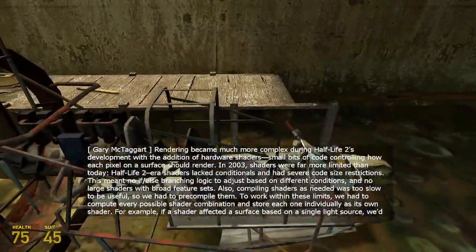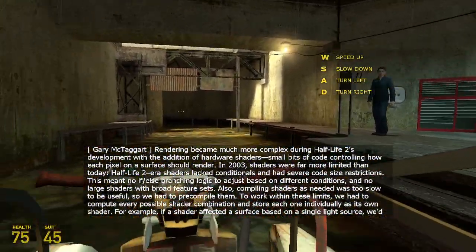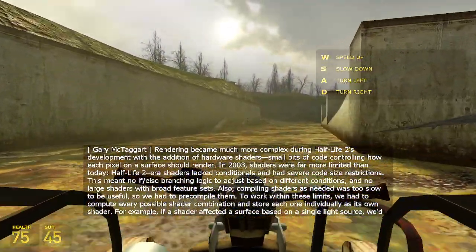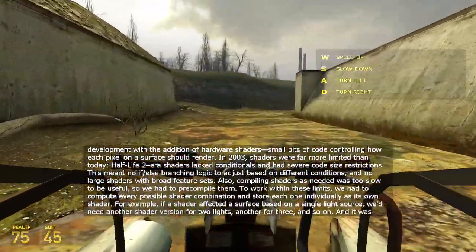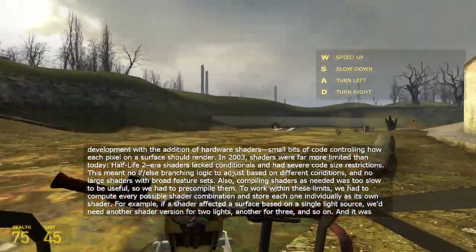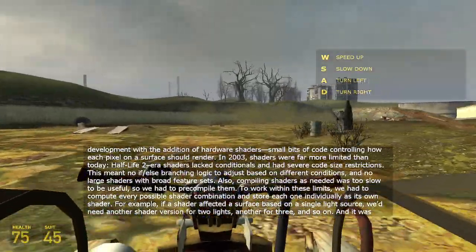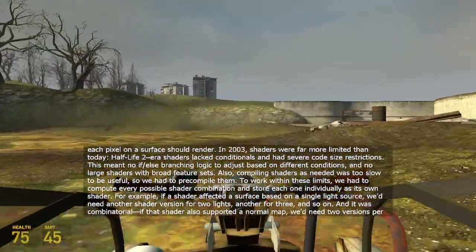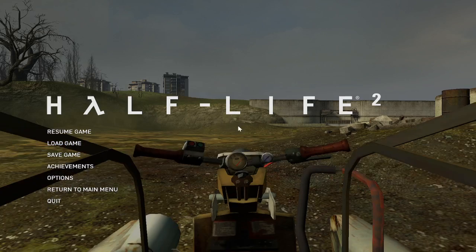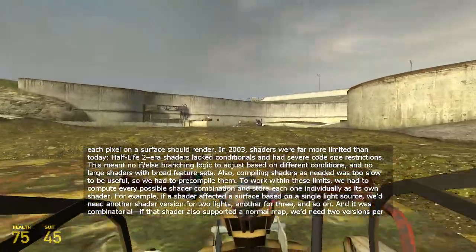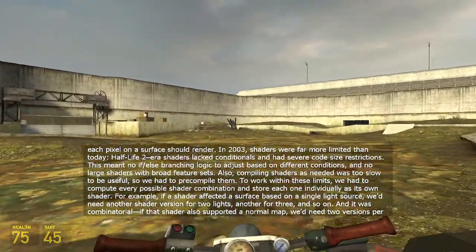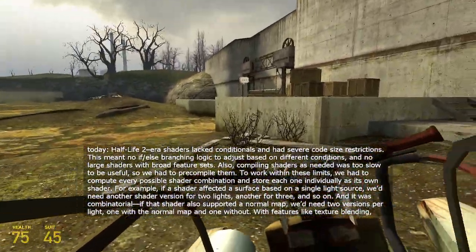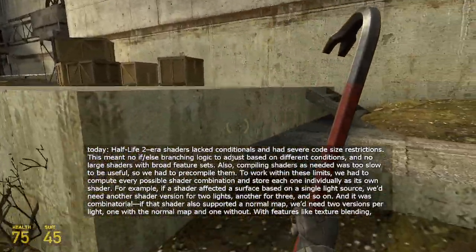Combinatorial shader explosion. Rendering became much more complex during Half-Life 2's development with the addition of hardware shaders, small bits of code controlling how each pixel on a surface should render. In 2003, shaders were far more limited than today. Half-Life 2 era shaders lacked conditionals and had severe code size restrictions. This meant no if-else branching logic to adjust based on different conditions, and no large shaders with broad feature sets.